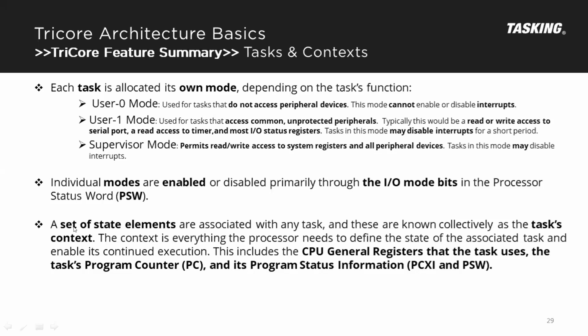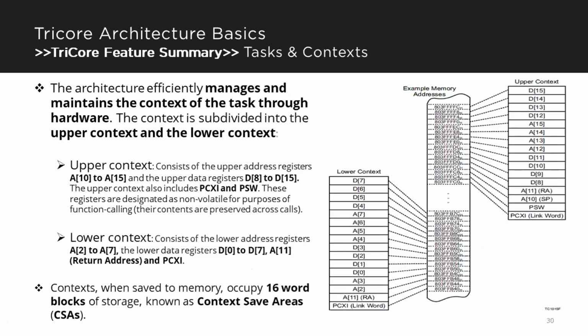Yeah, and as we agreed here, the task context contains the general purpose registers, the program counter definitely, and two system registers: the previous context information register (PCXI) and the program status word. These represent the task context, the information related to a task. In order to continue executing the task, the processor needs to know exactly the program counter value, the PCXI value or previous context reference, the processor status word, and the general purpose register values.